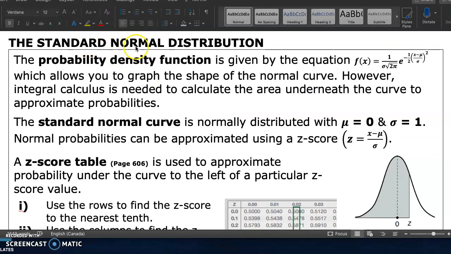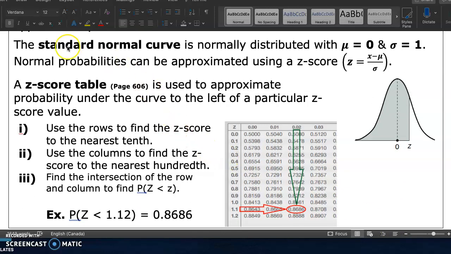The standard normal distribution. The probability density function, which is actually the curve itself if you were to plot that as a function, is given by this equation. And this allows you to graph the shape of the normal curve. However, integral calculus is needed to calculate the area underneath the curve to approximate probabilities. So, instead of needing to plot the normal curve of each and every single situation, one has been used as a standard with the calculations underneath the curve already calculated for you.